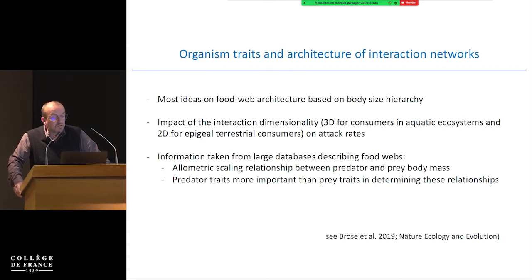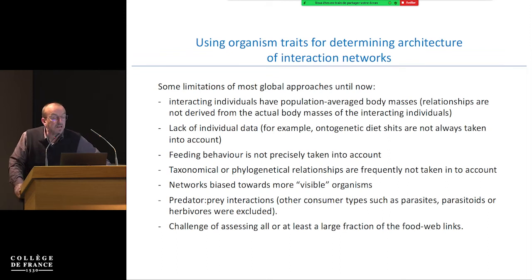And this information was taken, in fact, from large databases, which describe a lot of food webs. And this information allows us to analyze the allometric scaling relationship between predator and prey body mass. One conclusion, given in the paper of Brose et al., a recent paper, indicates that the predator traits are much more important than the prey traits in determining these relationships. In fact, when we looked at the traits and the databases which are used, we can see that we have some limitations in these aspects.